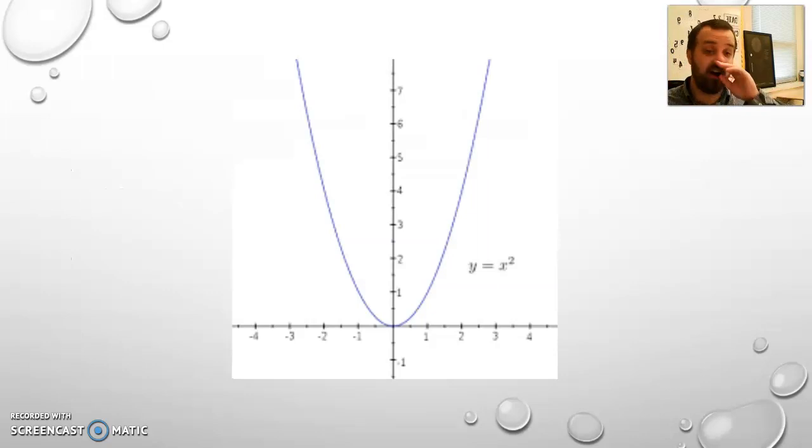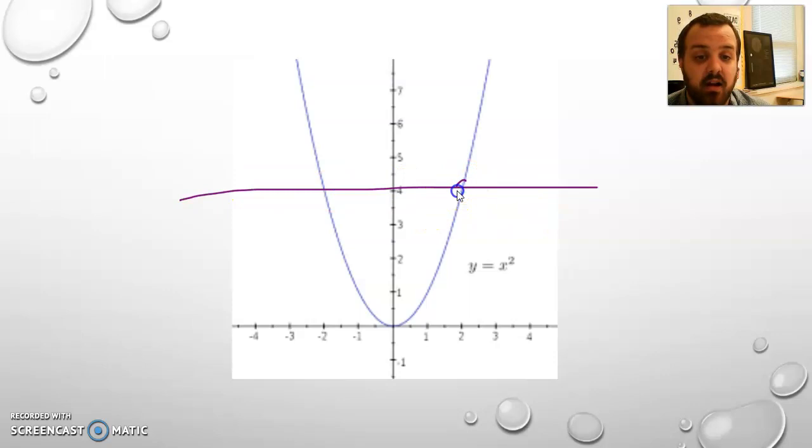So here is a function, y equals x squared. Y equals x squared is a function we talked about a lot. It passes the vertical line test. I can draw a vertical line, it won't touch it in more than one spot. However, it does not pass the horizontal line test. I can draw a horizontal line right there that touches my graph in two places. That means that this function does not have an inverse function.